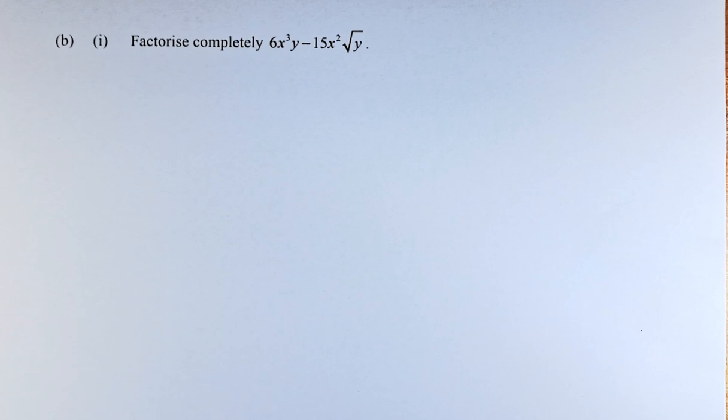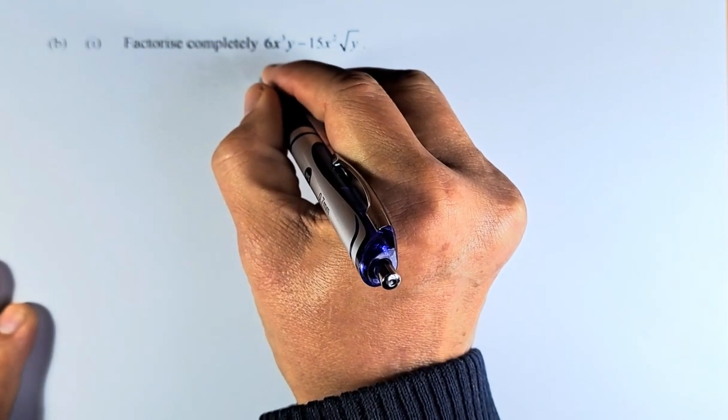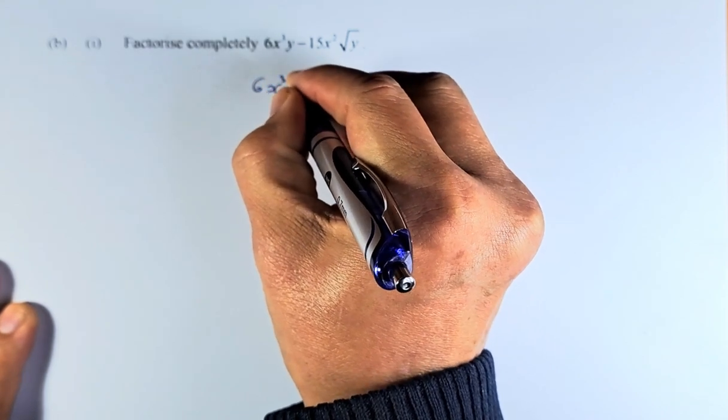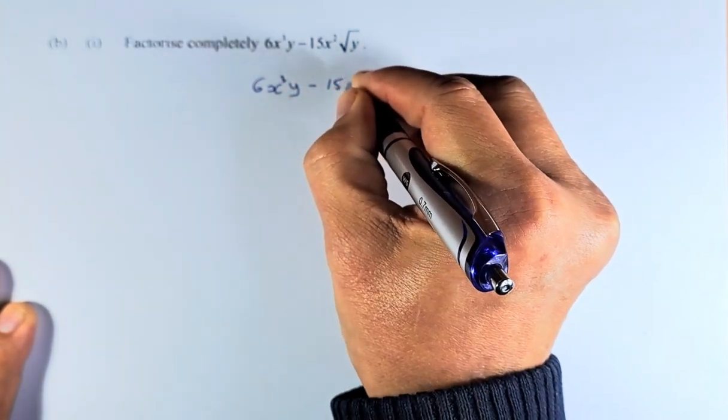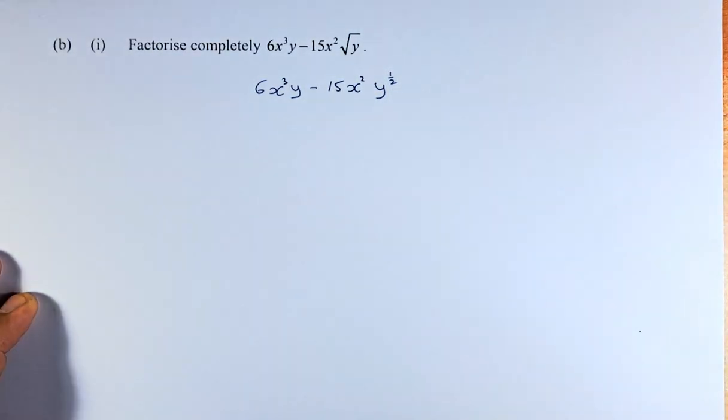The question is, factorize completely 6x cubed y minus 15x squared square root of y. So this is a straightforward factorize question, but we have the problem of a square root. And the meaning of factorize is to put the expression into brackets. So very simple, we are going to put square root y in terms of power. So this expression becomes 6x cubed y minus 15x squared y to the power of half, because square root of y is power of half.